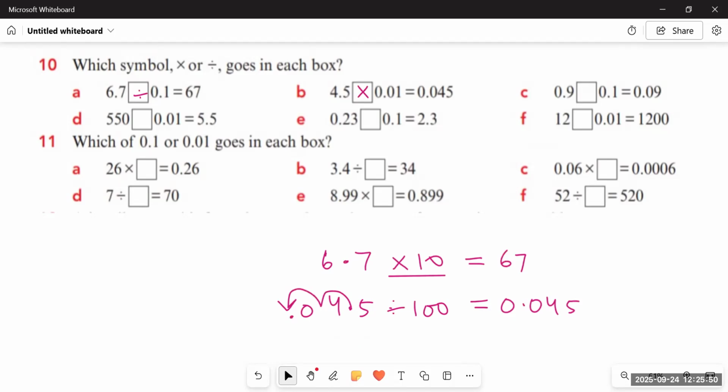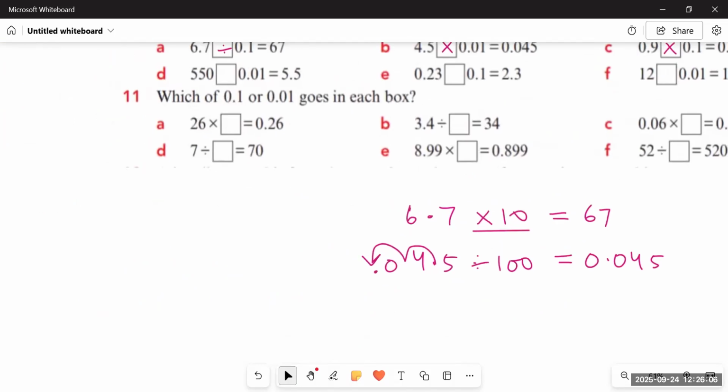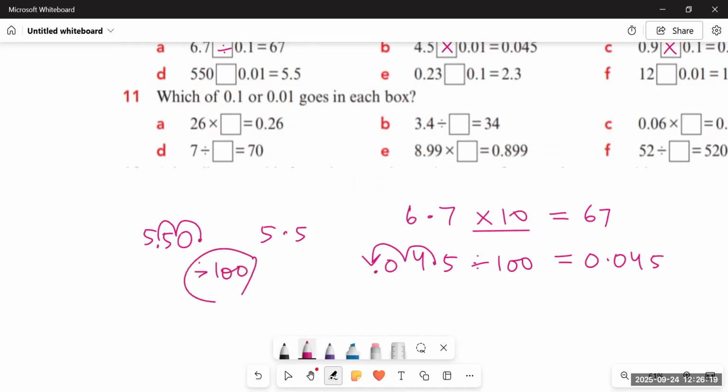Okay. Then comes 0.9 and 0.09. It means it is 0.9 divided by 10. The decimal is moving 1 place backwards. So if it is divided by 10, it would be multiplied by 0.1. Next we had 550 and 5.5. So from 550 to 5.5, the decimal is moving 2 places backwards. It means we are dividing it by 100. So if we are dividing it by 100, it means we are multiplying it by 0.01.